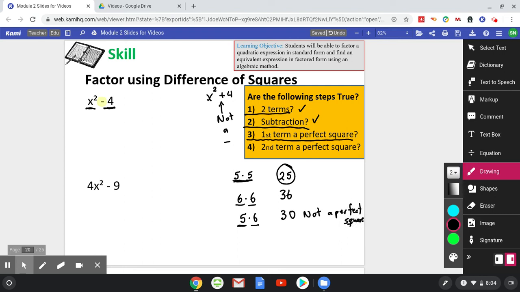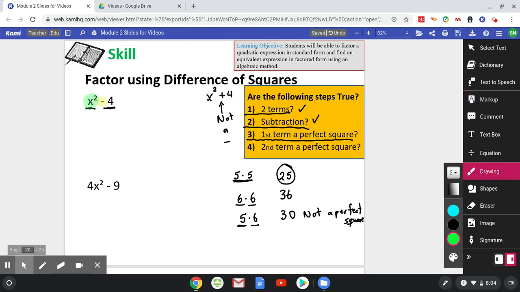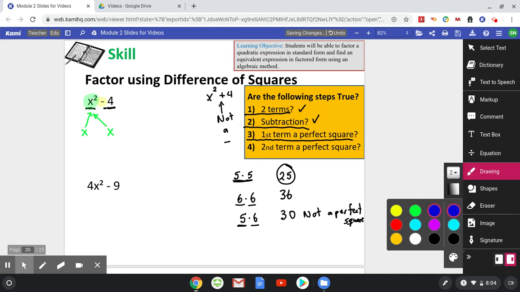So let's go back to our first term being x squared. Is there any way that we can get x squared by multiplying a number times itself? The answer is yes. If we multiply x times x, we would be getting x squared. So multiplying those two together would give you x squared. Let's move on to the next step.